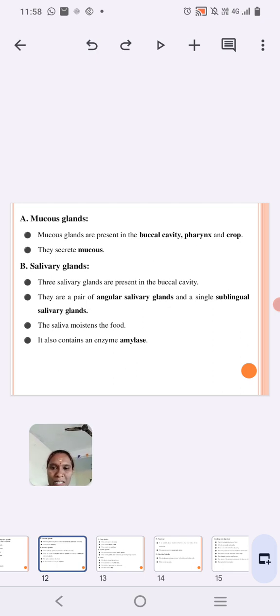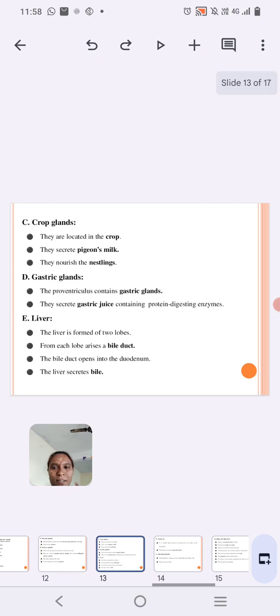Then the second one is the salivary gland. Three salivary glands are present in the buccal cavity. There are a pair of angular salivary glands and a single sublingual salivary gland. They also contain some enzymes like amylase. The saliva moistens the food material. It also helps in the further digestion of food material.